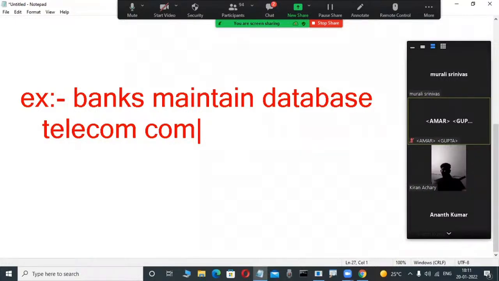Suppose, here and now, online, so many people nowadays are purchasing items through online portals like Flipkart, Amazon, and so many others. Those shopping portals also maintain databases. Because when you purchase an item, how is the order number generated? Some database application is there, using the auto increment concept.